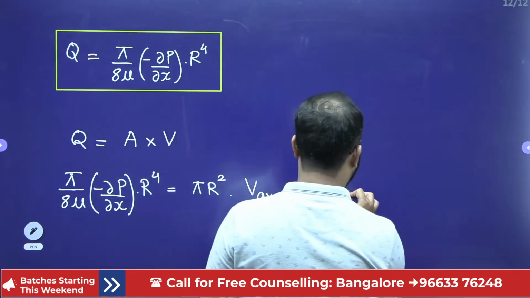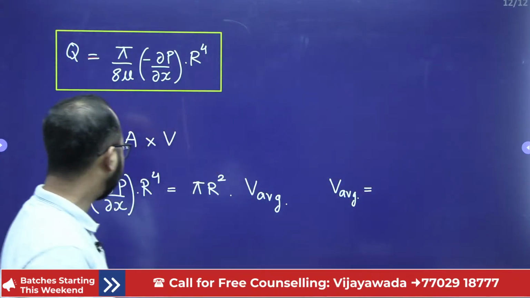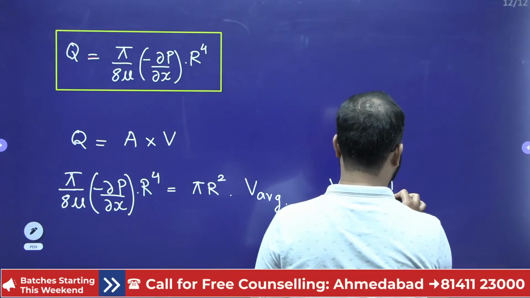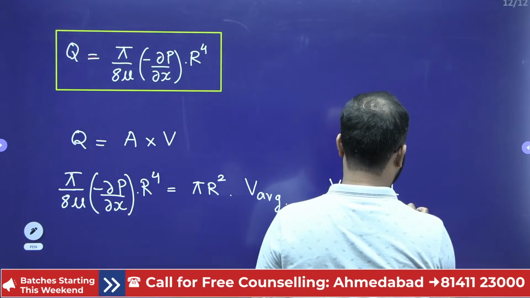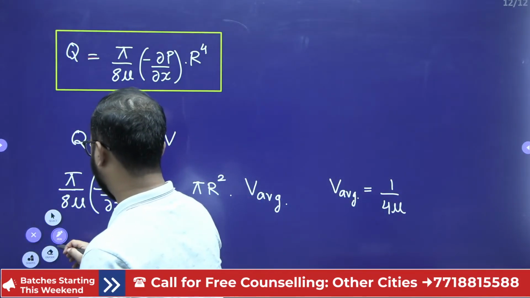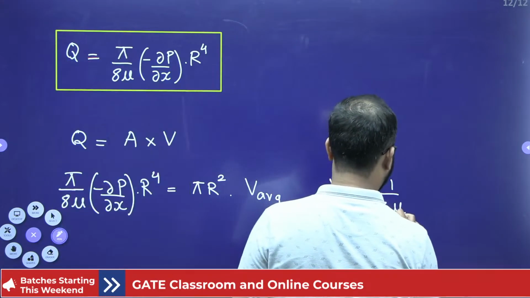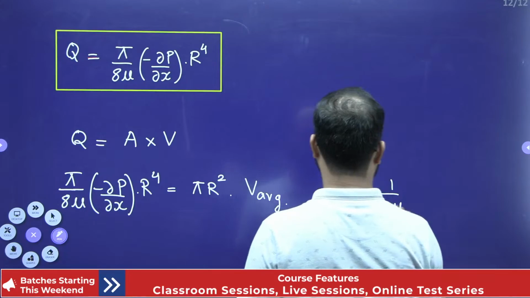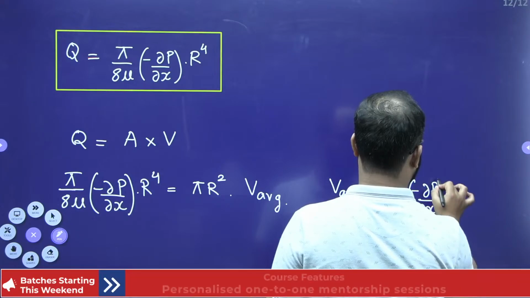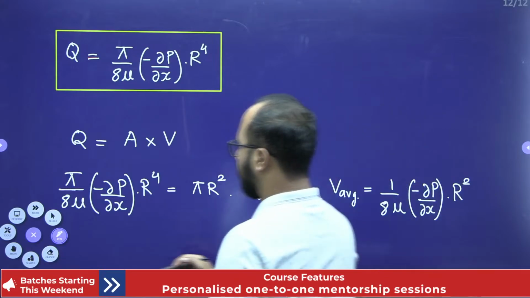Okay, so now finally this average velocity will be like, okay, see everyone, R square, R to the power 4, it will get cancelled out and pi will get cancelled out. So here it will be 1 upon 4 mu. Okay, 1 upon 4 mu, not 4, it is already 8. Not 4, it is 8. 1 upon 8 mu, minus dou p by dou x, then R to the power 2. That is the average velocity relation we are getting.